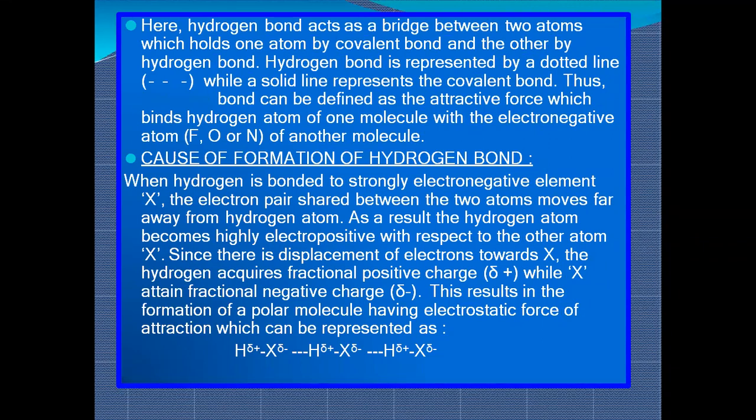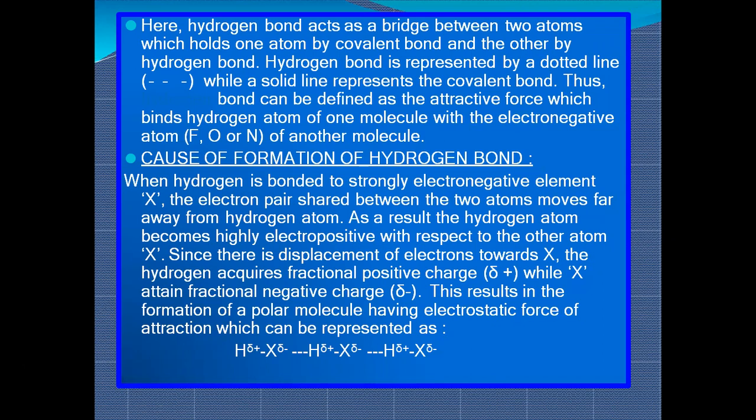Cause of formation of hydrogen bonding: when, how, where does hydrogen bonding form? It doesn't mean that wherever hydrogen is present it can form hydrogen bonding. No, it's not possible. It actually depends on where you are forming your hydrogen bonding and which type of compound you are having. So when hydrogen is bonded to a strongly electronegative element X, our halogen family elements will be represented by the symbol X.